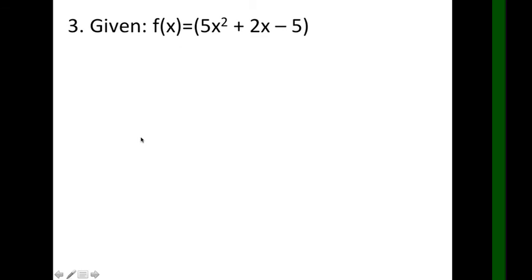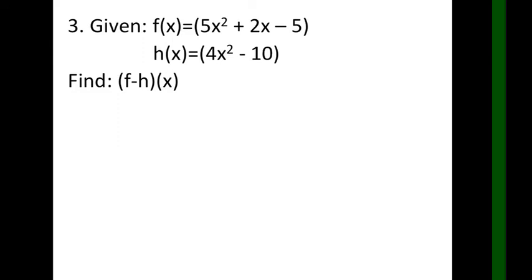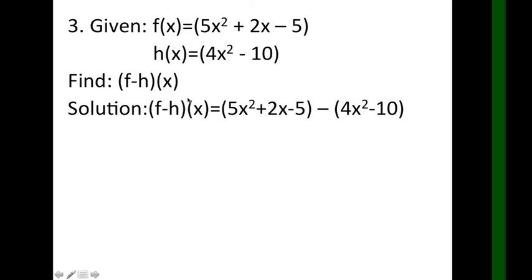Okay, and the last example, given that f of x equals 5x squared plus 2x minus 5, and h of x is 4x squared minus 10. So, find the subtraction or difference of f minus h of x. So, to do that, again, first write the first letter. Kung ano yung first letter, siya yung unang susulat. So, we have f, 5x squared plus 2x minus 5, and h is 4x squared minus 10.